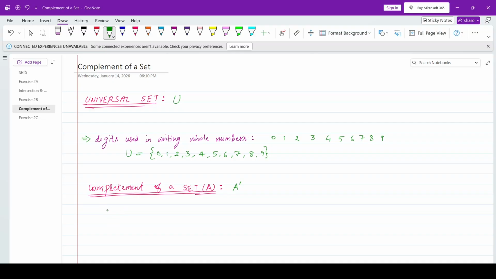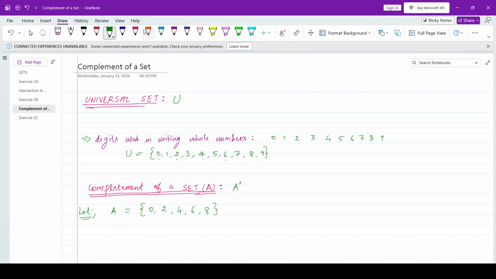Now let's say A be a set of even numbers. So that will be 0, 2, 4, 6 and 8. It has to be a subset of U and it has to contain all the even numbers. So these are the even numbers. So A will look like this.